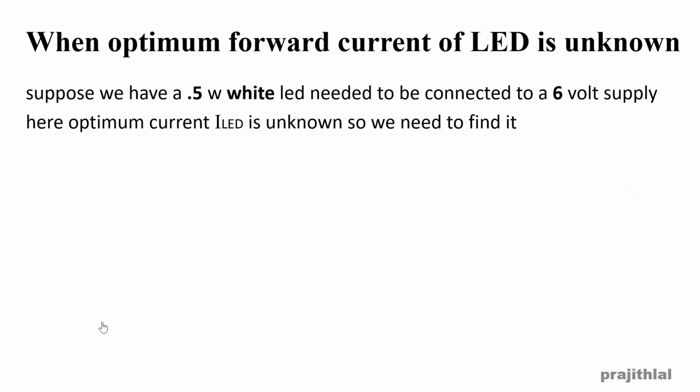When the optimum forward current of the LED is unknown. In the first problem we were given the current, but in this problem we are not given the current. Suppose we have a 0.5 watt white LED needed to be connected to a 6 volt supply. Here the optimum current ILED is unknown, so we need to find it.